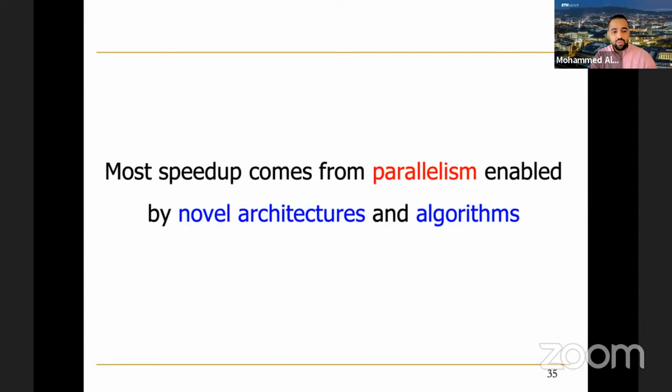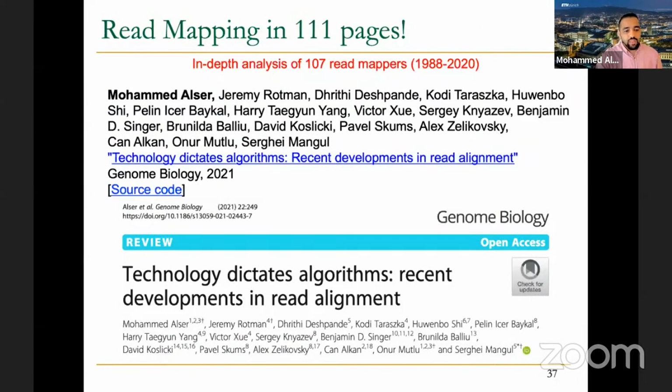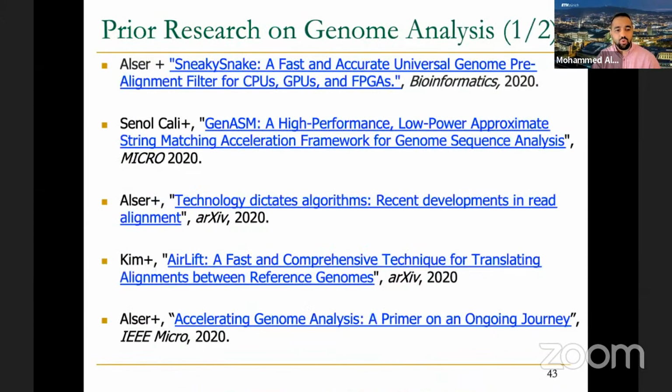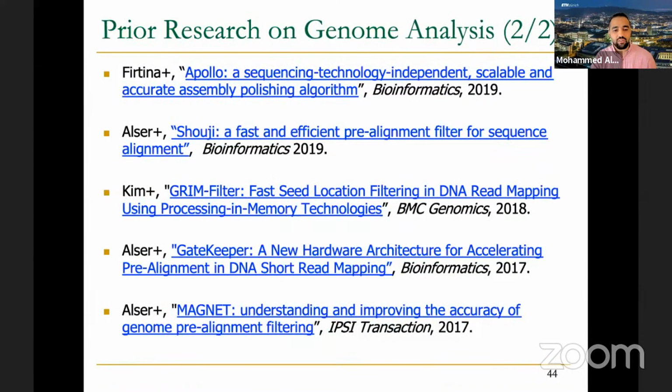Hopefully by that, you see most speedup comes from parallelism enabled by novel architectures and algorithms. And as you can see in all existing work, we first propose a new algorithm, and then we choose the right hardware to accelerate it. These are other pointers, other lectures, and more research papers about the other topics.